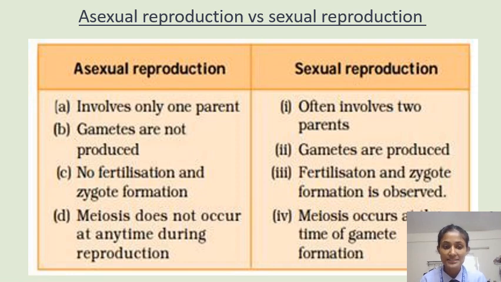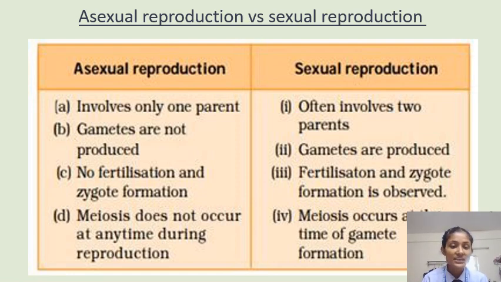The second point says that gametes are not produced. Gametes are basically the sex cells which help in reproduction. Because there is only one parent, there is no need for gametes here. While in sexual reproduction, we can see gamete formation, that is, sex cells are produced. For example, in humans there are two types of sex cells: the male sex cell, also known as sperm, and the female sex cell, also known as ova. Clear? So these two are produced here.